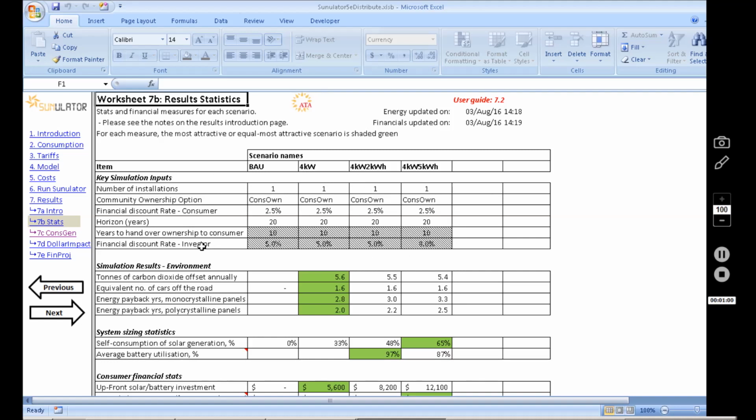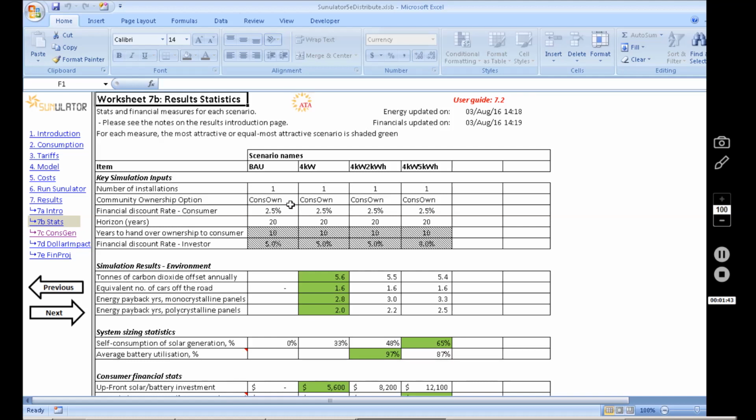The first section is just giving us a rundown on some of the inputs that we chose. For example, the horizon and the financial discount rate that we covered in the cost sheet, and the community ownership option, which we also chose in the cost section. These are all consumer owned, so the solar system has been paid for by the electricity consumer who owns the building, and that same electricity consumer will be enjoying the bill savings into the future.